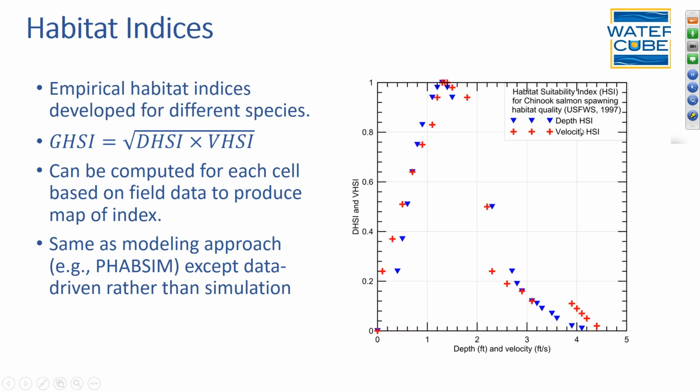So what do these indices look like? This is one the Fish and Wildlife Service developed for Chinook salmon spawning. And so a value of 1 is the highest habitat suitability, 0 is the worst, and so you have this 0 to 1 index showing, in this case, your ideal depth for spawning is a little bit over 1 foot, and your ideal velocity is about 1 to 1.5 feet per second. And so if you're doing habitat modeling, for example, PHABSIM, you would calculate your depths and velocities and apply this. We can do the same thing with real data.